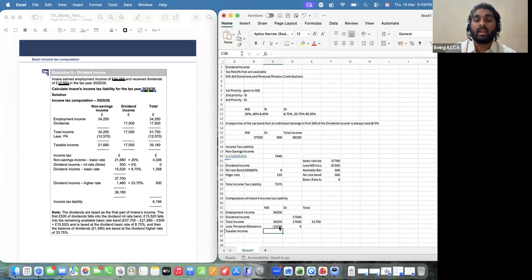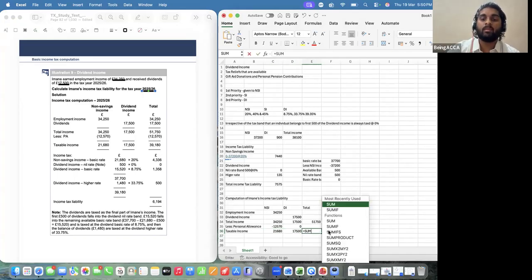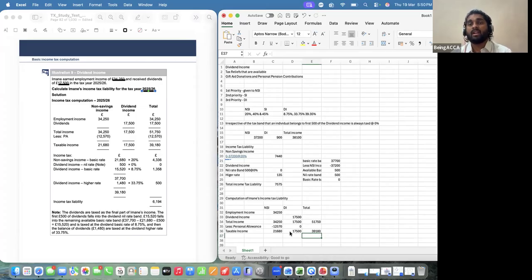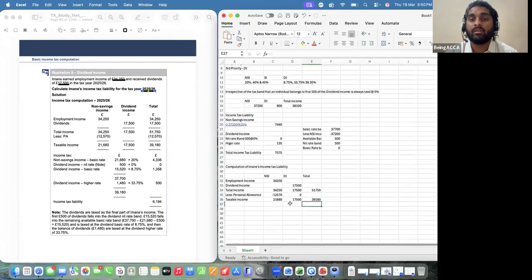So now our taxable income would be the sum total of these both, followed by this. And now this will be the sum total of non-savings income plus savings income's taxable income. And that is how you get your total taxable income. Now, what are they asking us? They're asking us to calculate the income tax liability. So how do we do that?